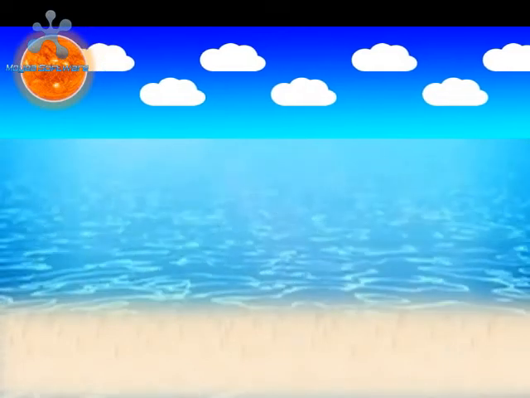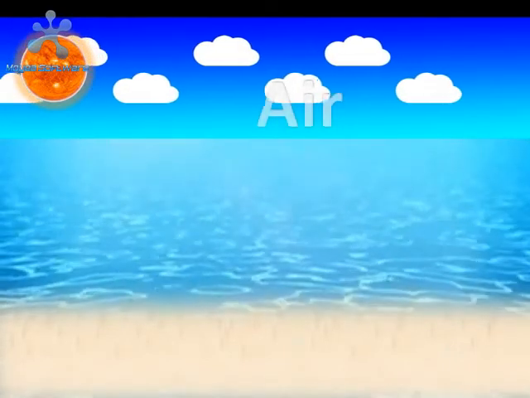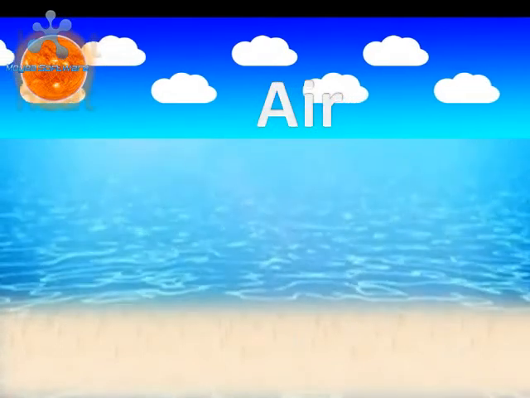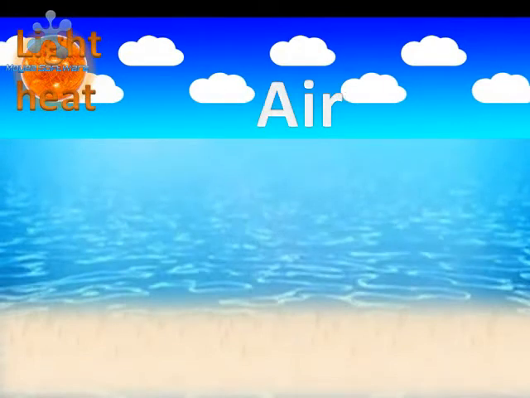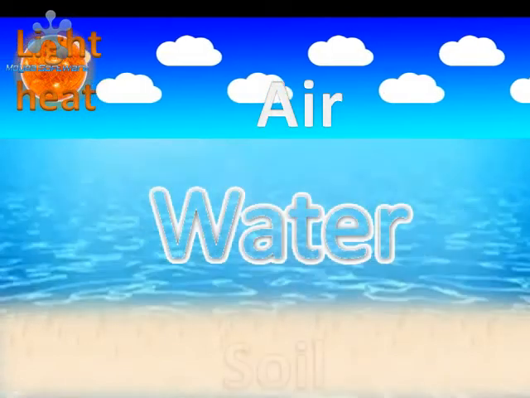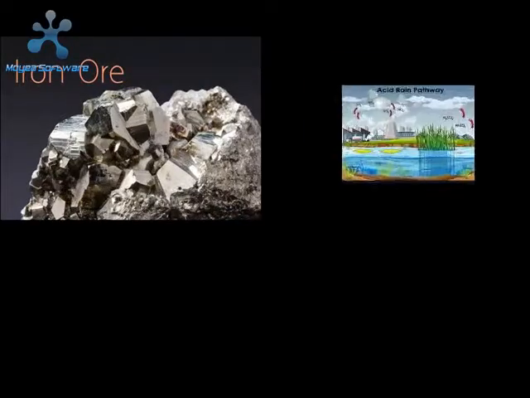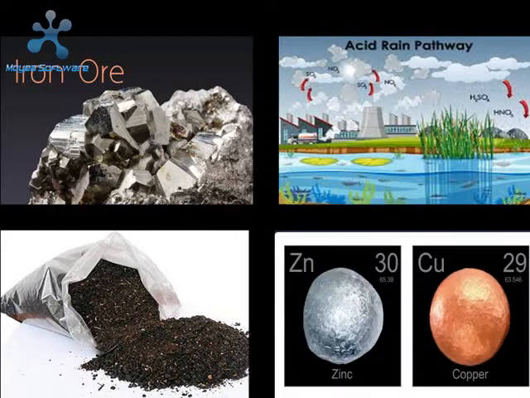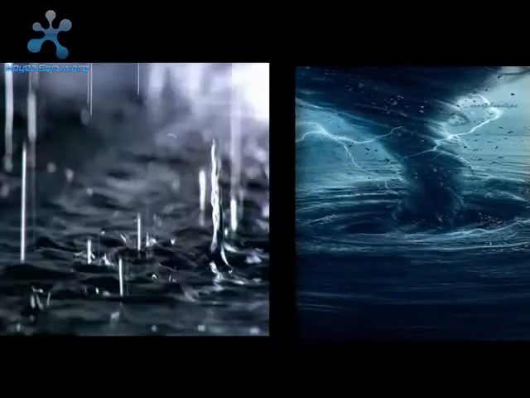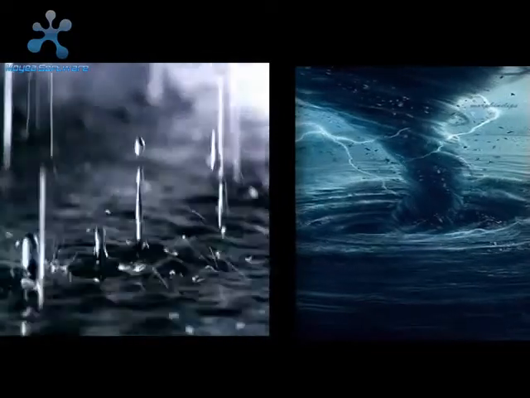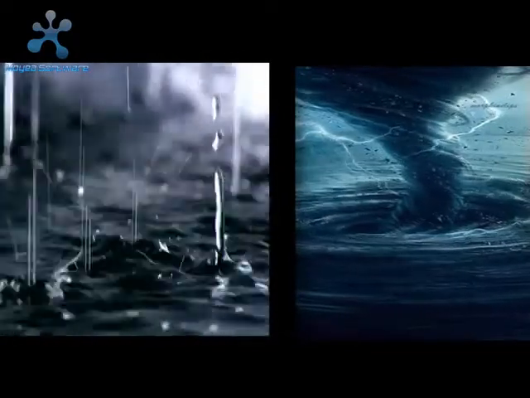Physical factors include air, light, heat, water and soil. Chemical factors are represented by the various organic and inorganic substances whether required or not required by living organisms. For example, iron ore, acid rain, manure, zinc and copper. Climatic factors are represented by rainfall and hurricanes.